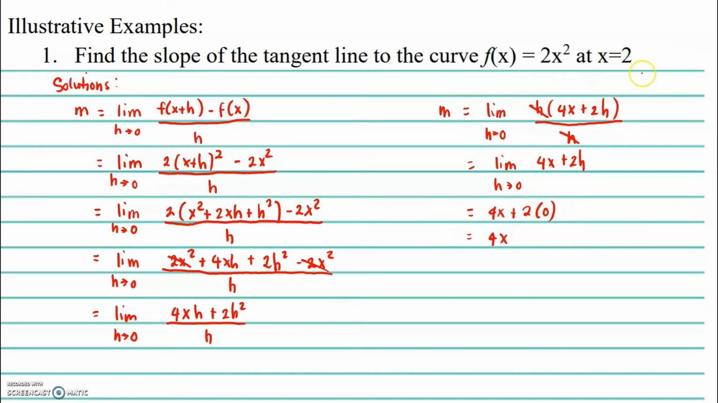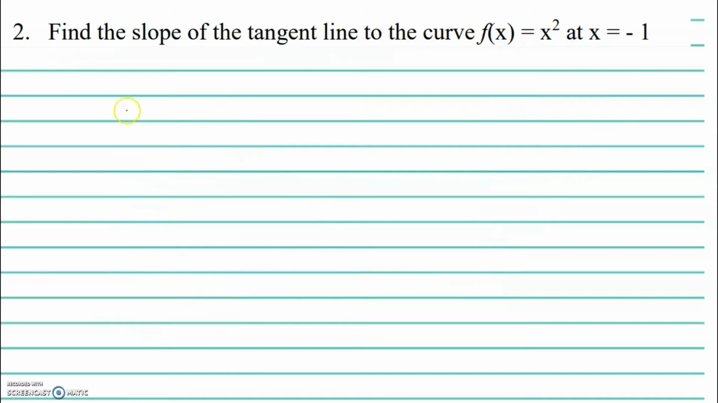Now remember that your point on the curve is at x equals 2. So you substitute or plug in 2 to x. So you have slope is equal to 4 times 2. So your slope now is equal to 8. So the slope of the tangent line to the curve f of x equals 2x squared at x equals 2 is 8. Okay, let's proceed to the next example.